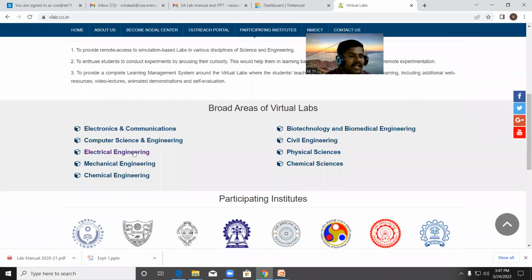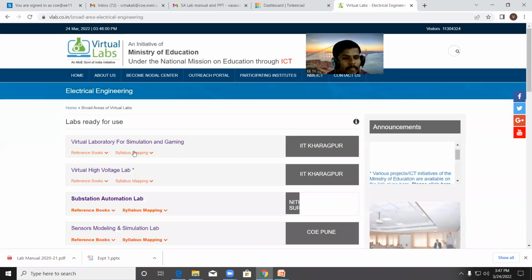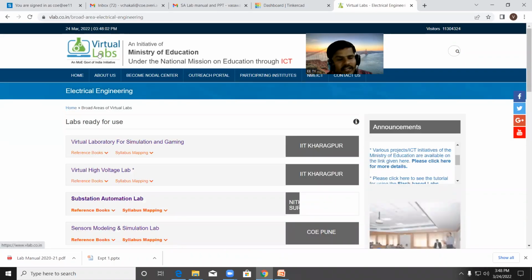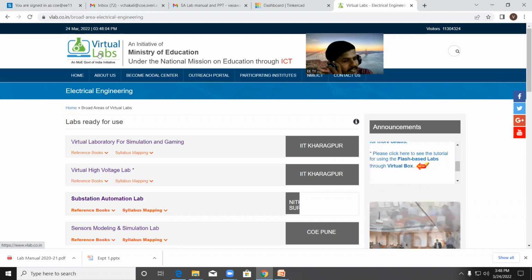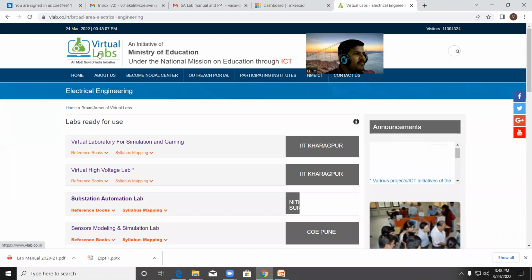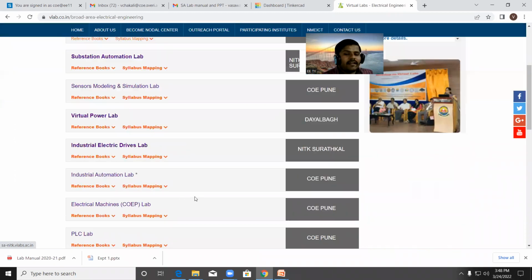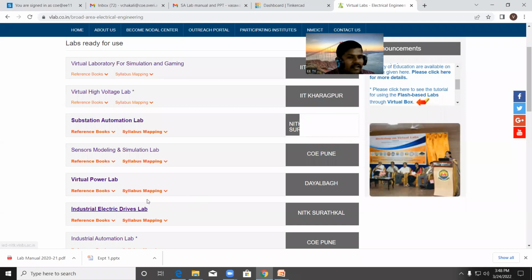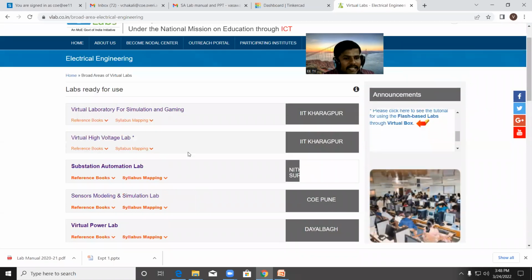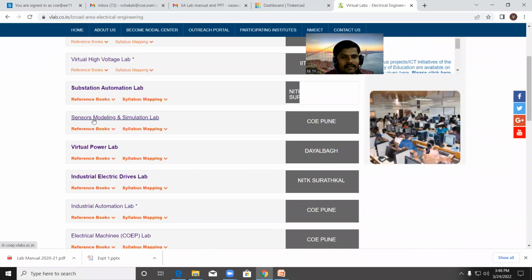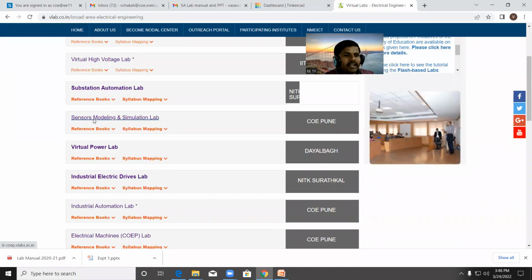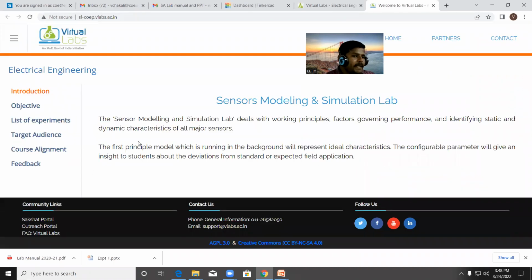In that there are different branches, and on those branches there are different experiments. They can be performed on VLab, and it is owned by some IIT institutes, right? IIT Kharagpur, IIT Pune, IIT Mumbai, or it may be COE Pune. So here in electrical engineering there is one course, that is Sensor Modeling and Simulation Lab, right?